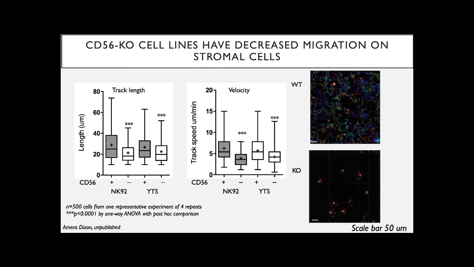What we can see here in the graphs on the right, which kind of look like silly string, are the wild type conditions, where we've tracked individual cells over time. We can see significant displacement from the point of origin of these tracks, and their velocity, whereas in the knockout cells we see minimal migration on fibronectin in this case.